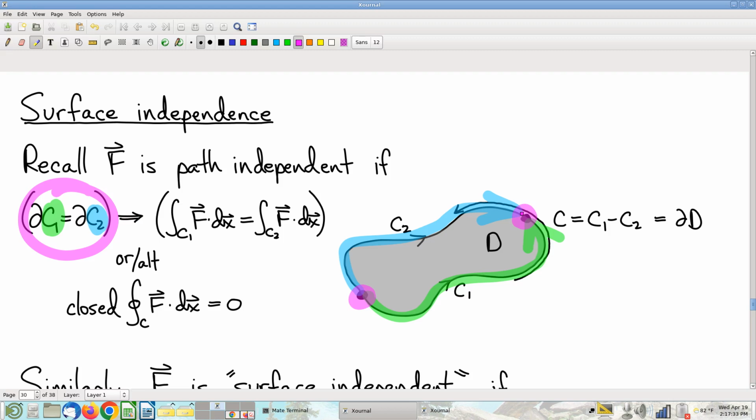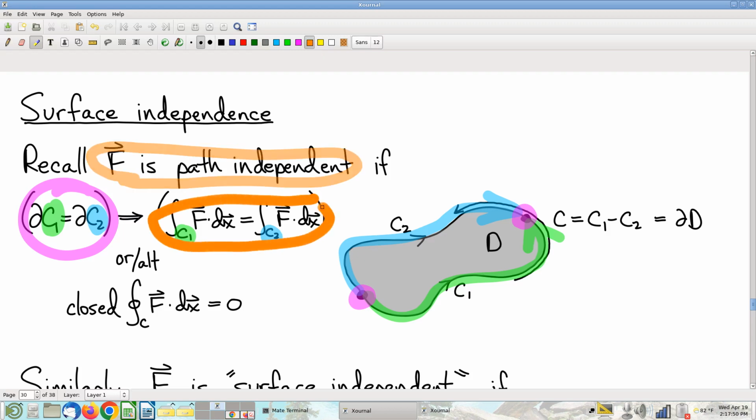If that's the case, let's consider the green line integral over C1 and the blue line integral over C2. There are some special vector fields called path-independent vector fields for which these two line integrals are always the same, no matter which curve C1 and C2 that you pick, with the understanding, of course, that they have to start and end at the same points. In other words, they have to share the same boundary. So path independence, natural term, because what it's saying is that the value of the integral doesn't depend on the path. So, great terminology.